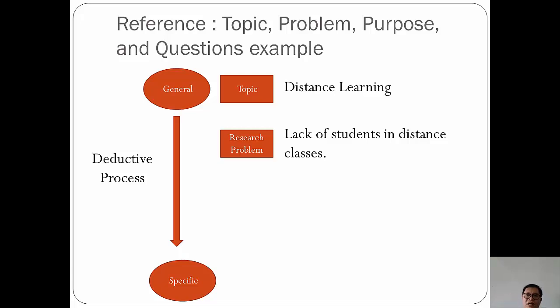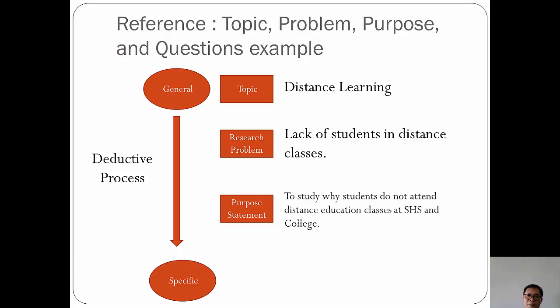As for the problem, few students attend school. Next is the purpose of your statement. Your statement is lack of students in distance classes. That is your research problem. As for the purpose of your research, it is to study why students do not attend distance education classes at senior high school and college.